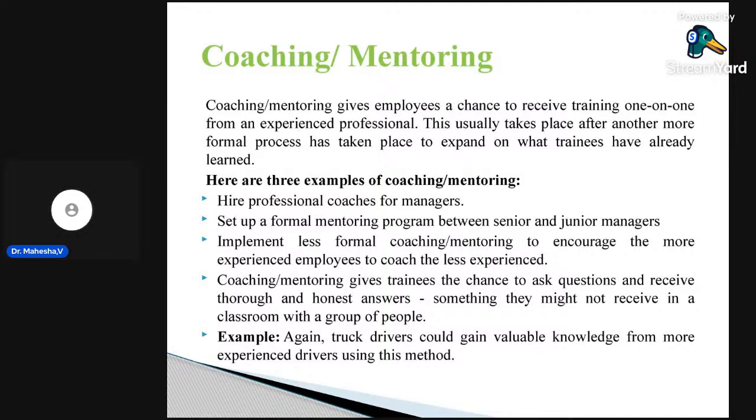Here there are three examples of coaching and mentoring. Hire professional coaches for managers.